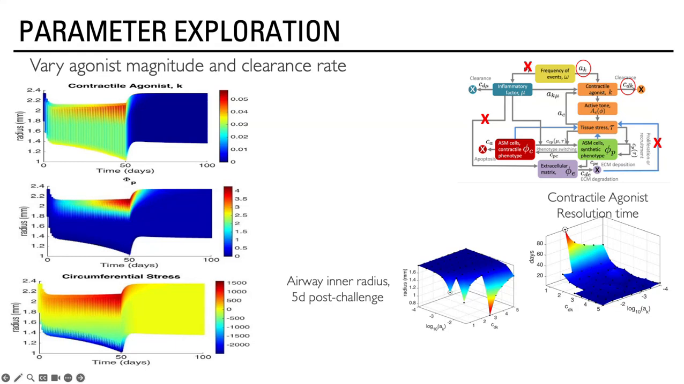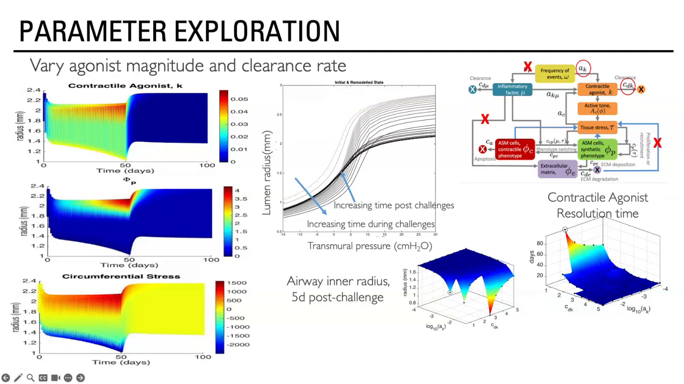A few things to note: here we start challenging. You can see the growth of the airway wall. You can see where most of the proliferative cells are located. And then importantly, we see that even after challenges have stopped, we still continue to get some remodeling ongoing. Somehow we got into some dynamics that continue this process.